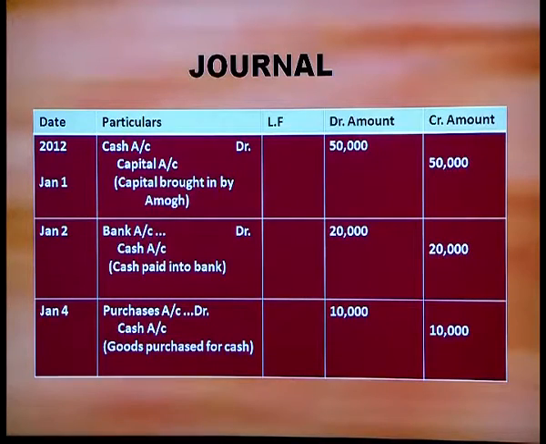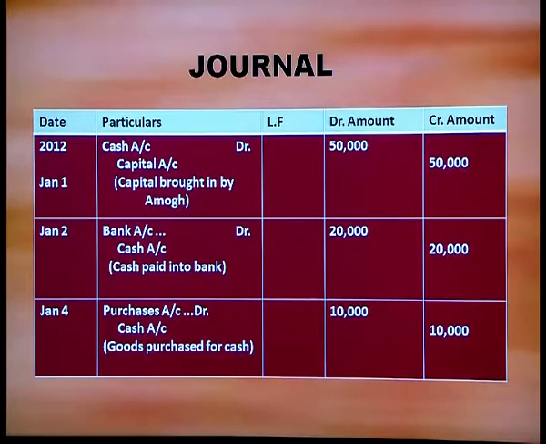When you are writing this in the form of a journal, you have to fill all the date column, particulars column, ledger folio column, debit amount column and credit amount column. Now you have identified which are the accounts and you know the rule. Now we can directly write in the journal. In 2012, January 1st, cash account debit to capital account. So how will we write in the journal?